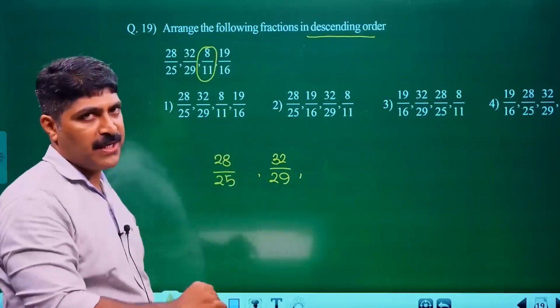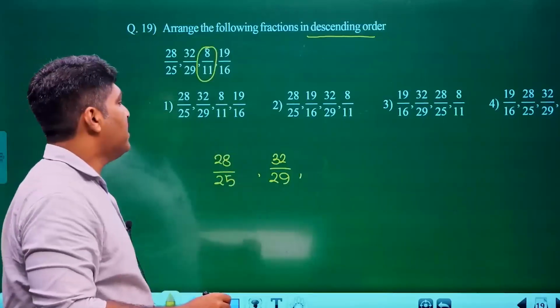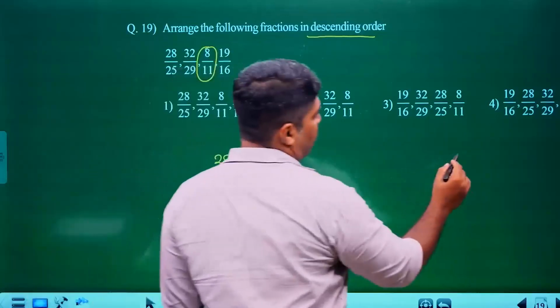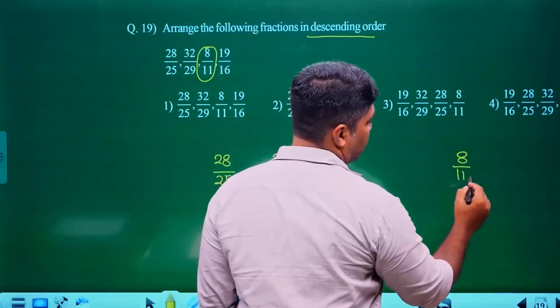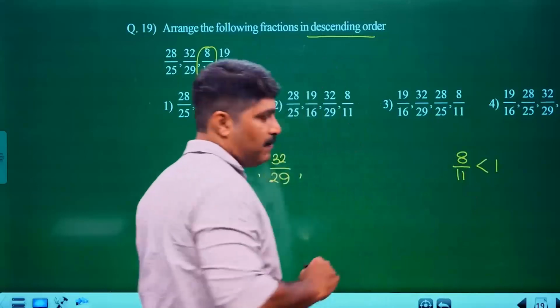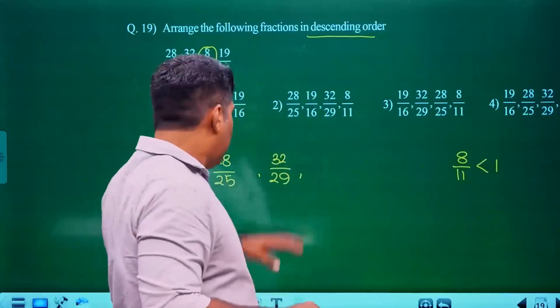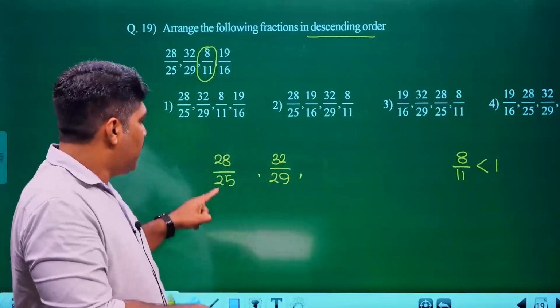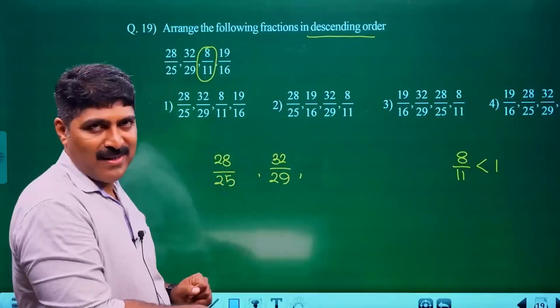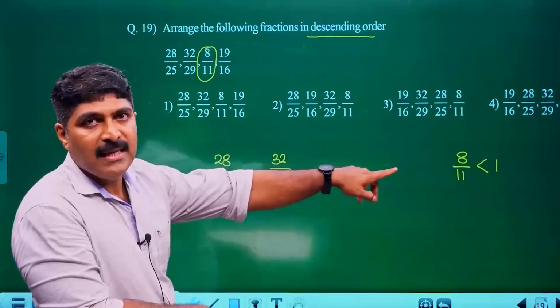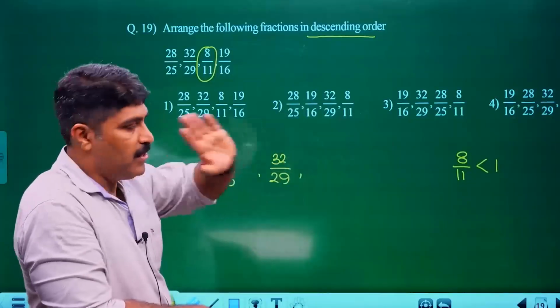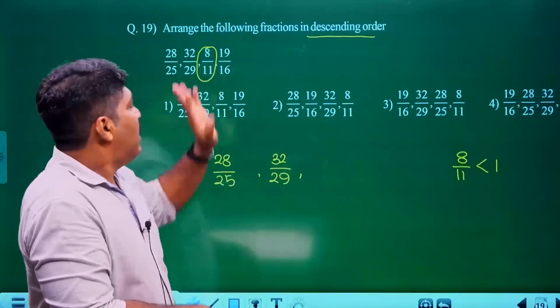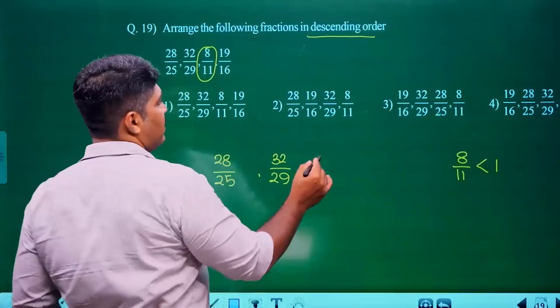A proper fraction means its value is less than 1. The rest are improper fractions, and their values are greater than 1 because the numerators are greater than the denominators. So we are sure that A is the least among them. Get it? And the last one, 19 by 16.